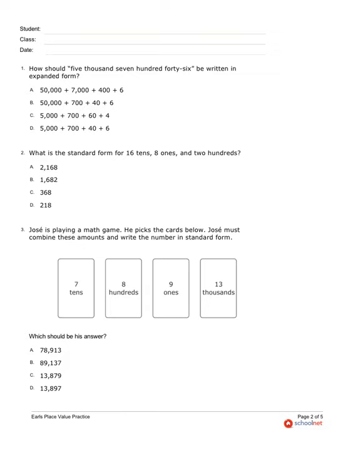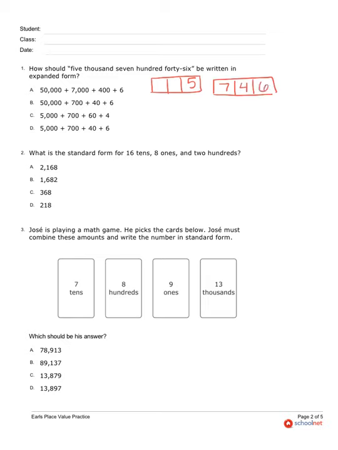Alright, let's go over problem number 1. How should 5,746 be written in expanded form? Well, 5,746, if I put it in my place value chart, is five thousand, 7 hundreds, 4 tens, and 6 ones.